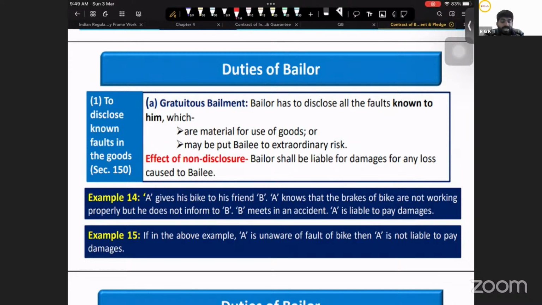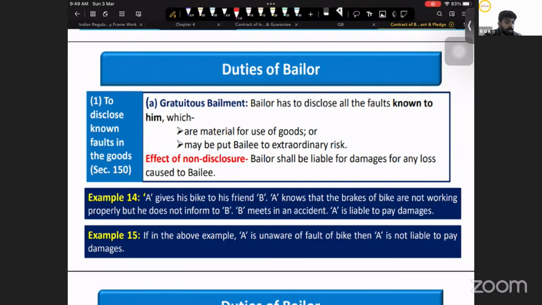Now, suppose A can prove that, sir, even I did not know. If A can prove this in the court, then A will not be held liable. So, if bailer himself is not aware about that particular fact, then bailer need not. There is no obligation on the bailer to disclose the default in the goods. So, if bailer knows it, bailer has to disclose it. If bailer does not know it, bailer need not disclose it. This is with respect to gratuitous bailment.